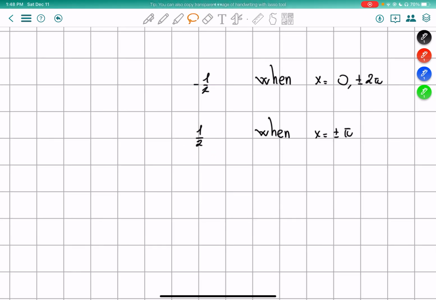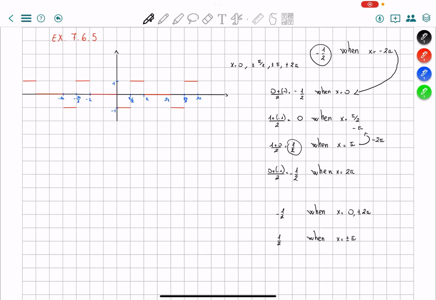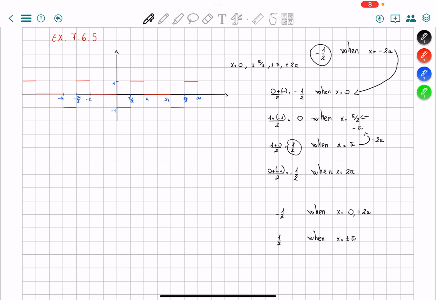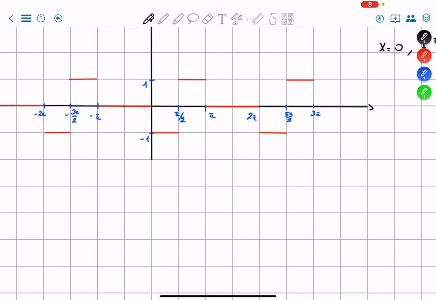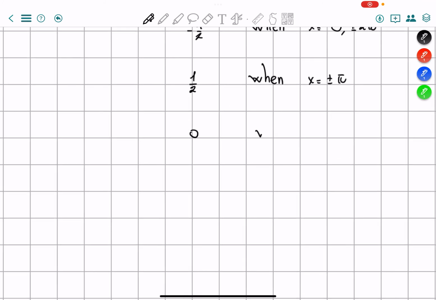Now we have to find what is left: when x equals plus or minus pi over 2. We know that when x equals pi over 2, we have 0. Let's look at negative pi over 2, right here. As you can see, it's one single point, so it's going to be equal to 0. So it's equal to 0 when x is equal to plus or minus pi over 2.